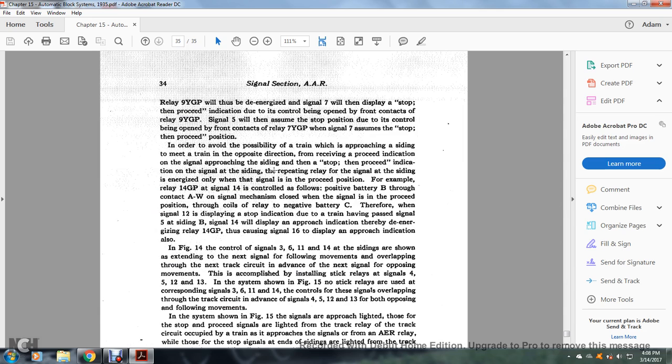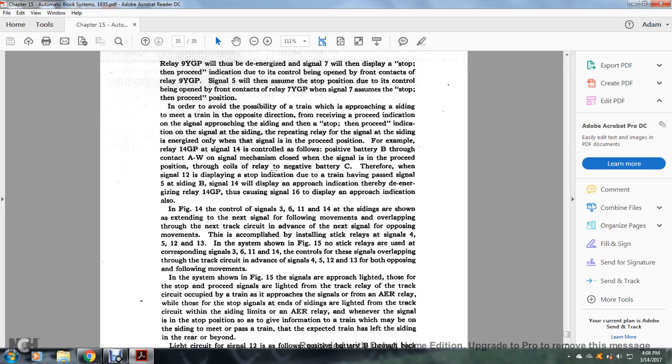Alright, relay 9YGP is de-energized, causing signal 7 to display the stop of the preceding indication, due to this control being open at the contact of relay 9YGP. Signal 5 will then assume the stop position, due to the control being open at the front contact of relay 7YGP, with signal 7 assuming the stop, then proceed position.